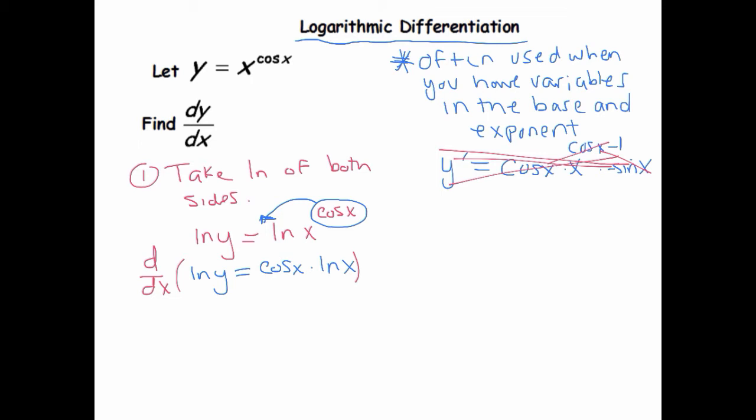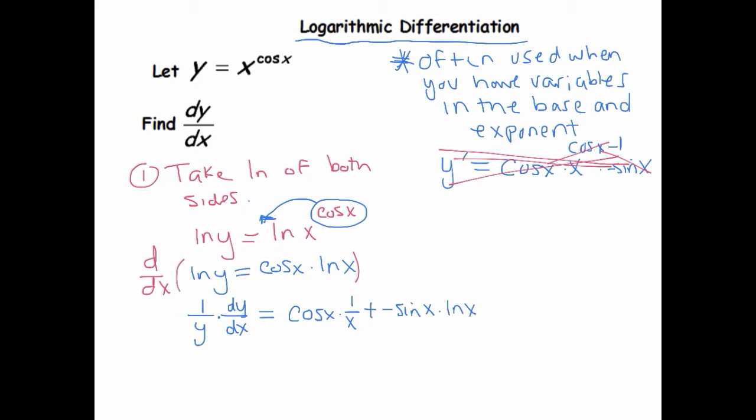So we'll take the derivative of both sides. And the derivative of the left side is the derivative of ln of y, which is 1 over y times dy dx. And now the derivative of the right side, that's a product, so we're going to have to use the product rule. So let's leave the cosine alone, times the derivative of ln of x, which is 1 over x. And then we'll add that to the derivative of cosine, which is negative sine, leaving the ln of x alone. And now we're almost done.